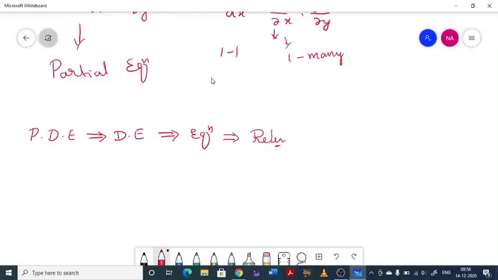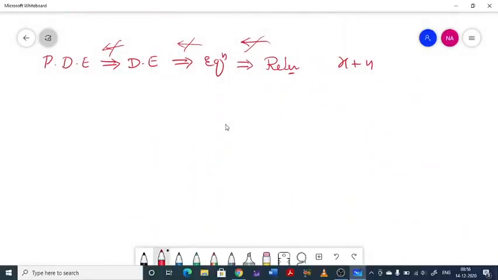So this is the chain, but a relation need not be an equation. You have this example, x plus y. This is a relation, but this is not an equation. And an equation need not be a differential equation, and a differential equation need not be partial. So the converse is not true. So this is about the idea behind partial differential equation and relation.